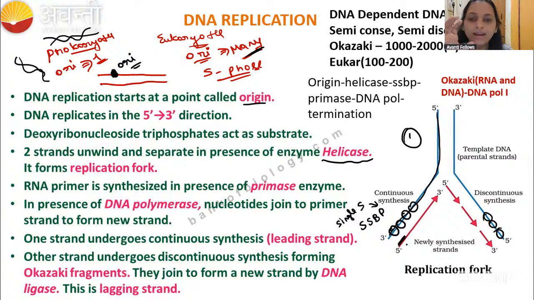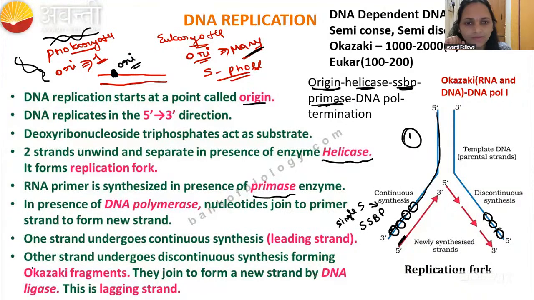So the primer is synthesized by the primase enzyme. See here, I have given the origin, then helicase will unwind, then single-stranded binding protein will bind, and the primase enzyme will synthesize the primer. The primer is made up of RNA.